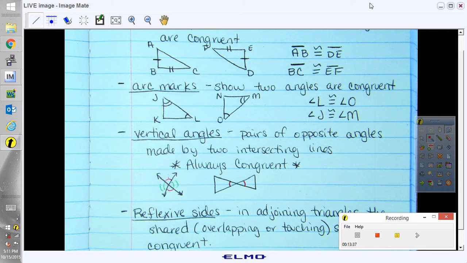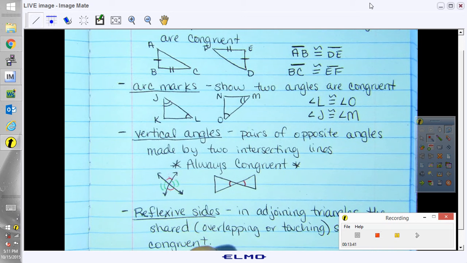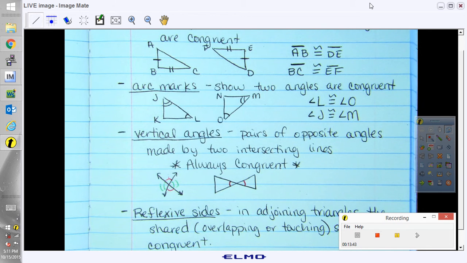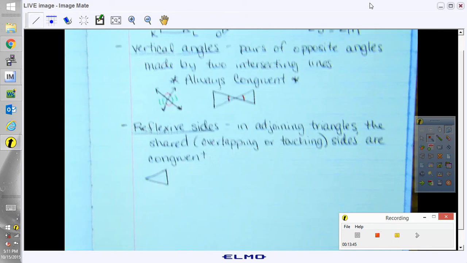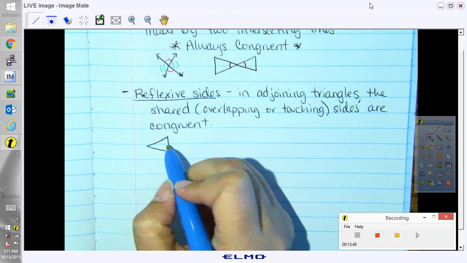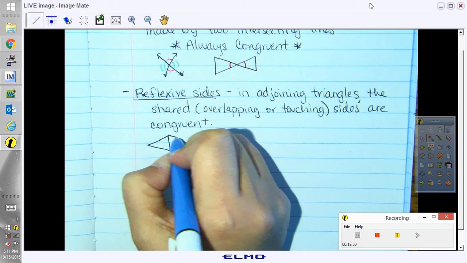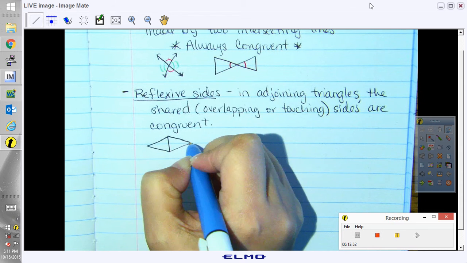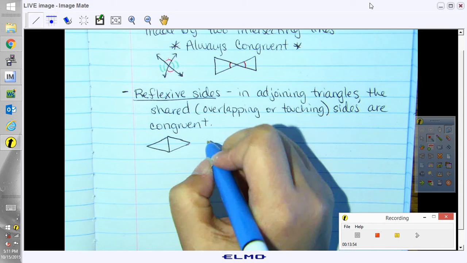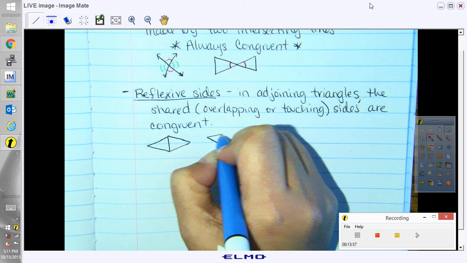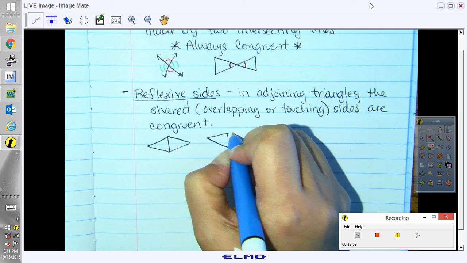So I'm going to draw you a picture. Let's say I have a triangle like this. And then I draw another triangle that's attached to it. So what I want you to think about is these 2 triangles. If I were to separate them, this is what they would look like.